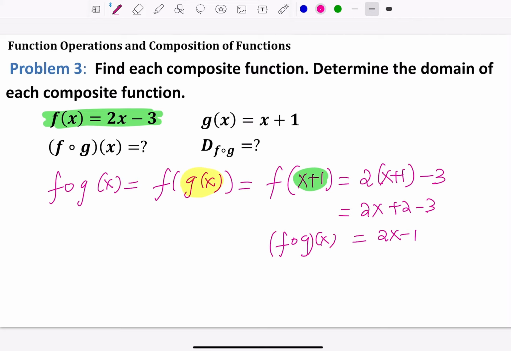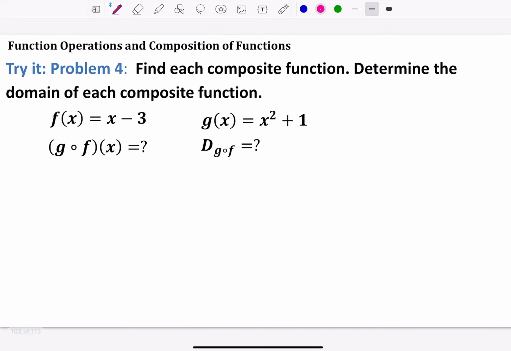Now what's the domain of this f of g of x? Well, the domain is all the values of x such that x is in the domain of g and g of x is in the domain of f. Now here both of these functions are linear functions. There are no domain restrictions. So the domain in this case would be all real numbers, negative infinity to positive infinity.